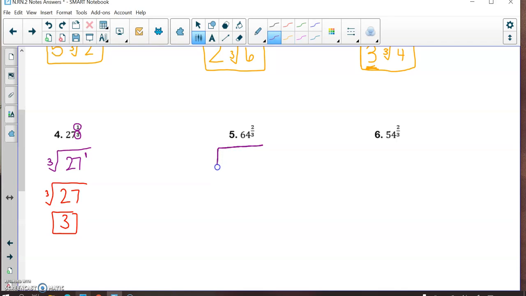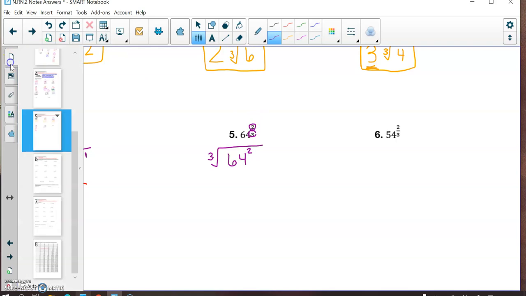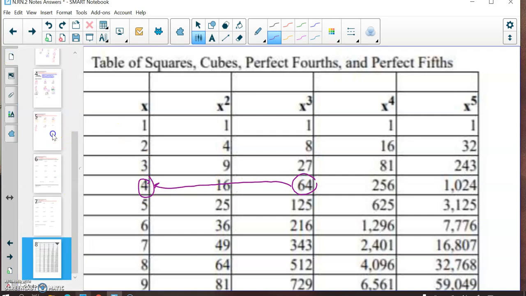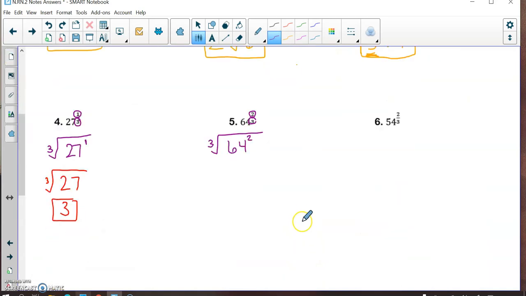We have the cubed root, because my denominator of my fraction is 3, of 64 squared, as the numerator of my fraction is 2. So looking at my cubed root column, 64 is a perfect cube. Cubed root of 64 is a 4. So keep that in mind, because I'm going to rewrite this as the cubed root of 64 times 64, because that's the same thing as 64 squared.